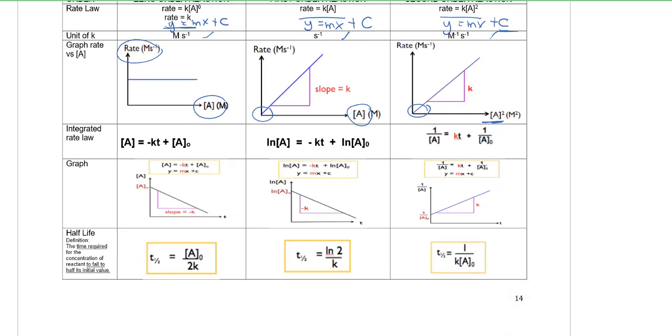Okay, so the integrated rate law for zero order is this one. A naught means the initial concentration. For example, after 2 minutes, this is the remaining concentration. So the concentration of A here refers to this time. Initially I have 0.2. After 2 minutes, the concentration of reactant is decreasing to 0.1, for example. So the concentration of A here is the remaining, depending on time.